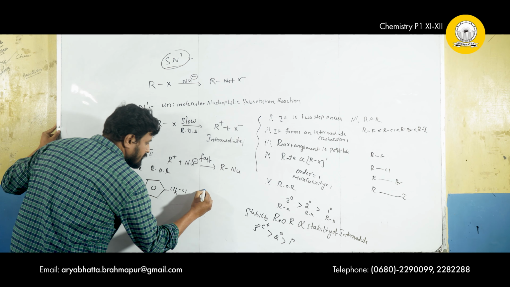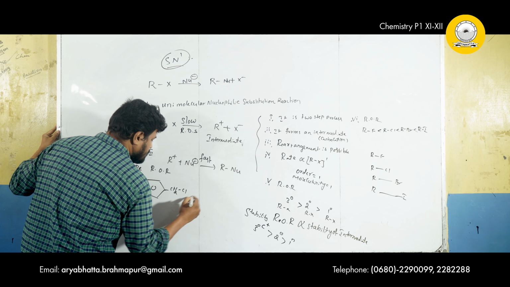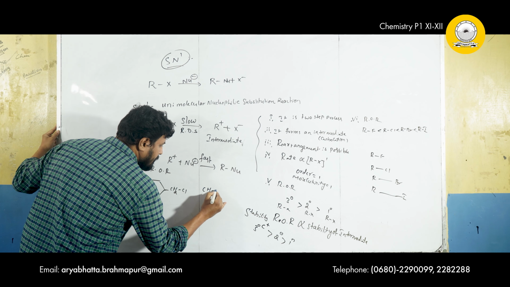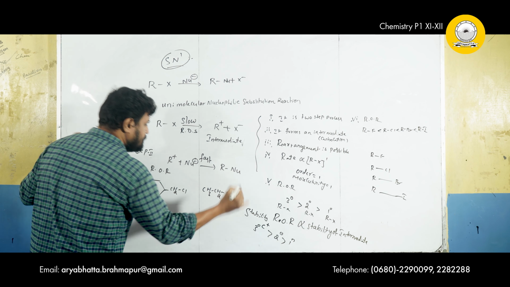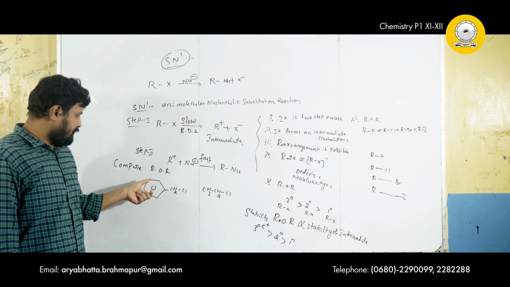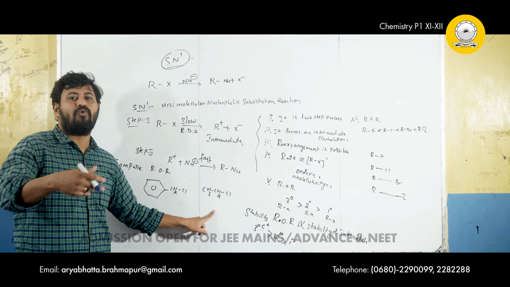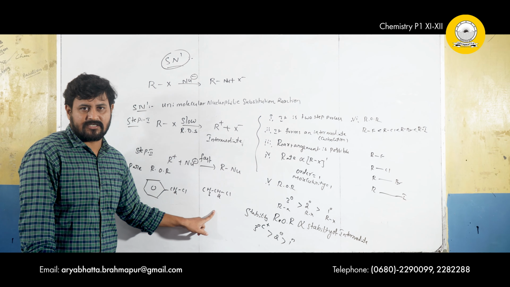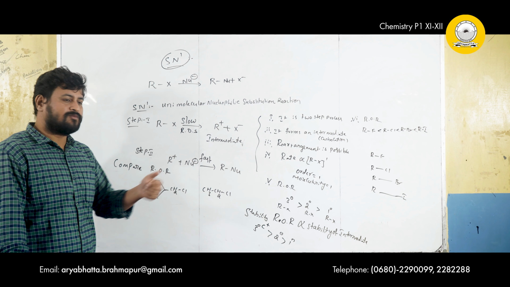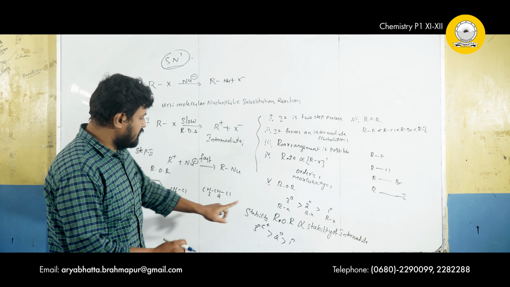C6H5CH2Cl and CH3CH2Cl. Compare the rate of reactivity of these two in the SN1 mechanism. In both cases, which one is more reactive towards the SN1 reaction? Which one is more reactive? Then we can follow the same point.